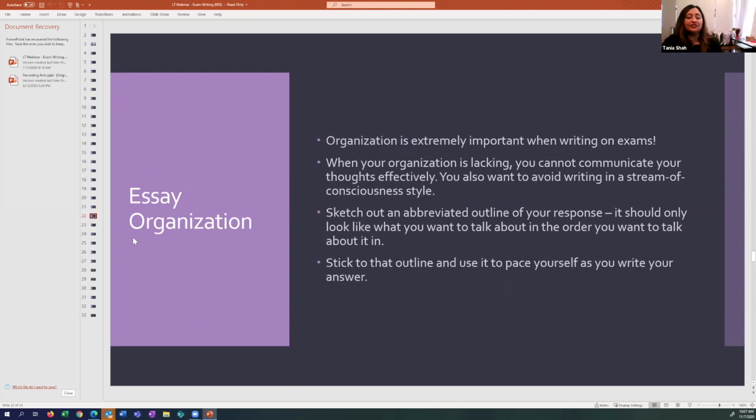Essay organization. Do either of you want to talk about essay organization? Because I could just talk all day.